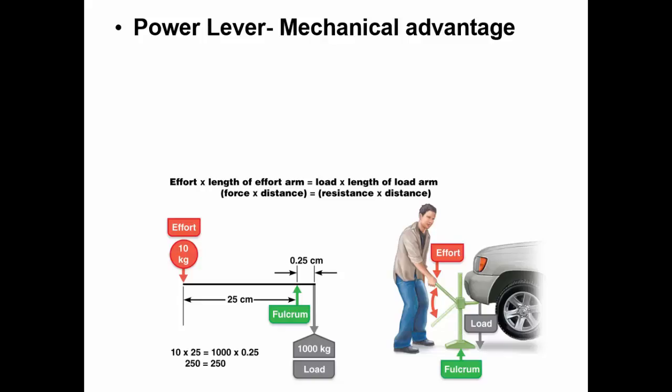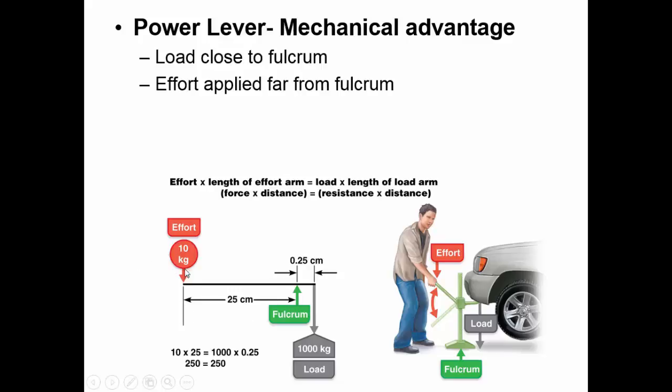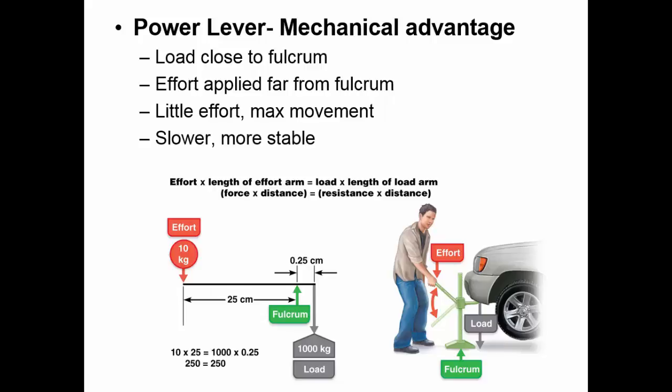Power levers have what we call mechanical advantage. Here the load is very close to the fulcrum. The effort is applied at some distance from the fulcrum. This means that minimum effort will give you maximum movement. This provides slower movement, but it's a more stable movement. The reason that you can eventually lift a several-ton car with a jack is because it's a power type of lever. You have to pump the jack handle a lot of times to get the car to move even an inch or two off the ground.